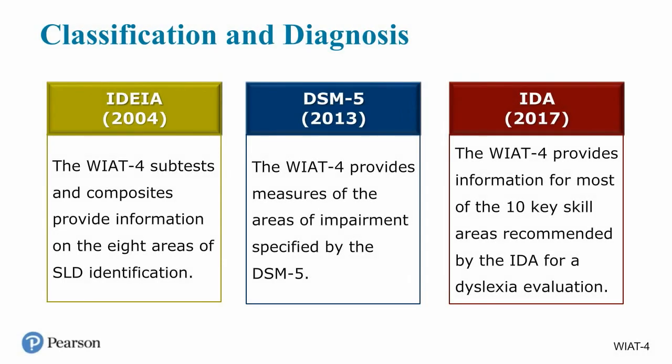The WIAT-4 assessment provides information required for classification and diagnosis. Examiners can obtain measures of all 8 specific learning disability areas of identification specified in the Individuals with Disabilities Education Improvement Act of 2004, or IDEIA. In addition, the WIAT-4 provides measures of the areas of impairment specified by the Diagnostic and Statistical Manual of Mental Disorders, 5th edition, or DSM-5, published by the American Psychiatric Association in 2013. The WIAT-4 also provides information for most of the 10 key skill areas recommended by the International Dyslexia Association 2017 for a dyslexia evaluation.